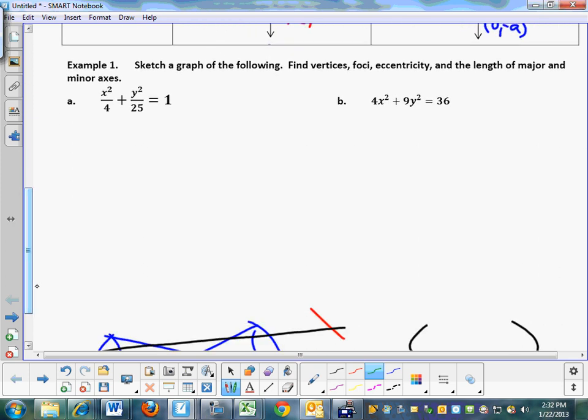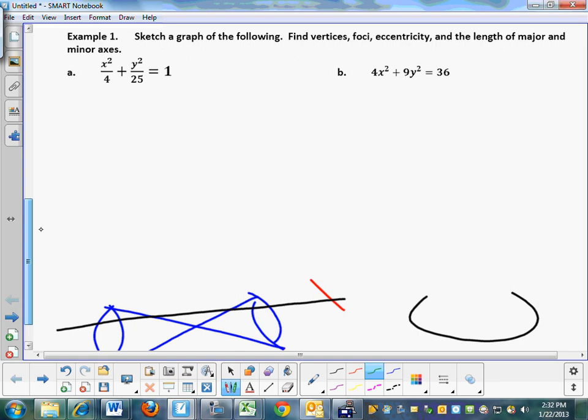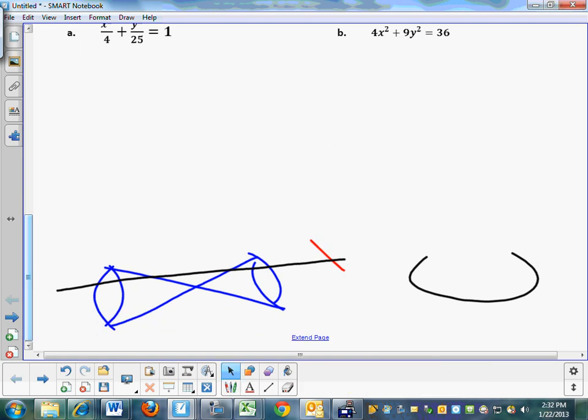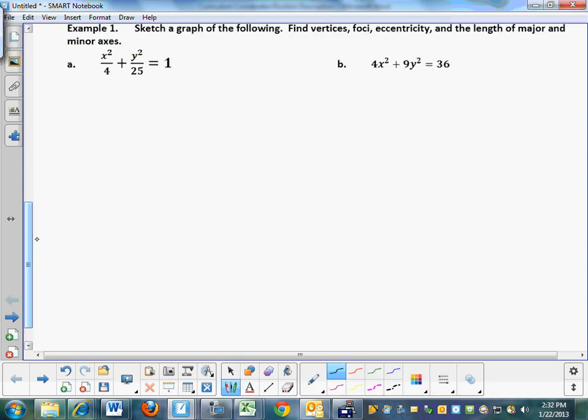Let's try one. It says, sketch a graph of the following. Find the vertices, foci, eccentricity, and the length of major and minor axes. We can do this. We start off by identifying what the center is. What's the center? We said all these are going to have a center of 0, 0. Good. After it has a center of 0, 0, in order to find the other pieces, I'm going to identify A, B, and C.